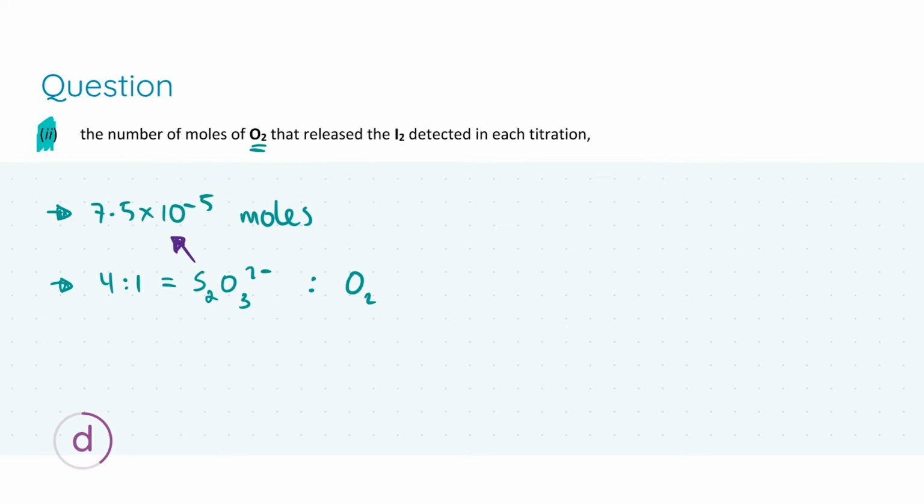So if we want to find the number of moles of oxygen, and we know this 4:1 ratio, all we have to do is divide that 7.5 by 10 to the minus 5 by 4, and this equals the moles of O2. The reason we know this is because of the relationship we were told in the question, the 4:1 ratio, and it just makes life a lot easier. So I'm going to pull up our calculator and find the answer.